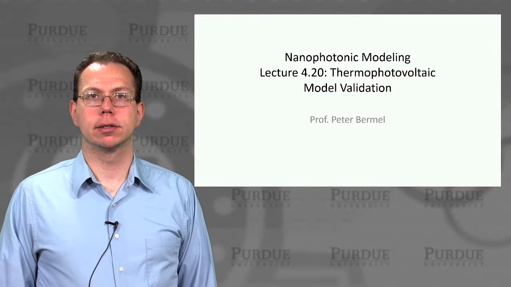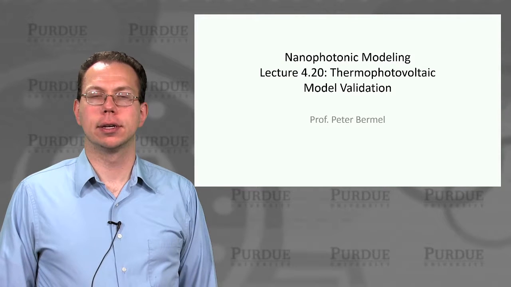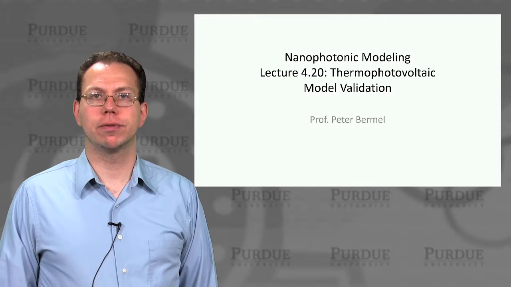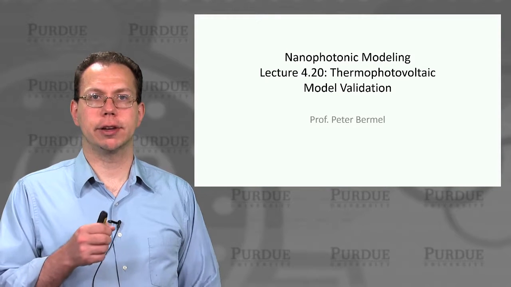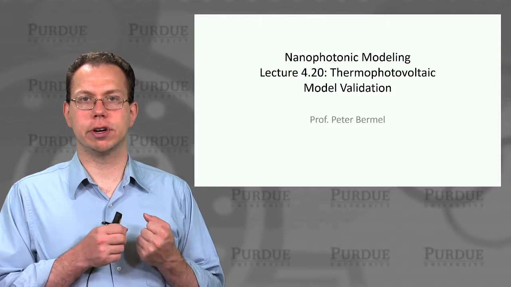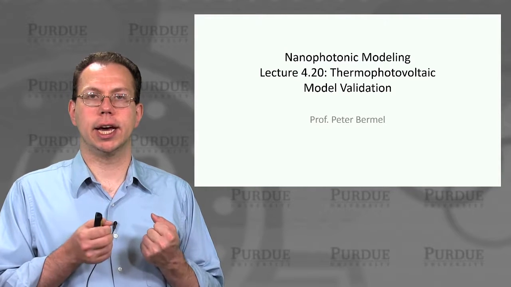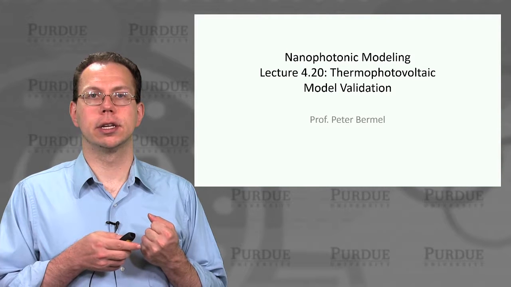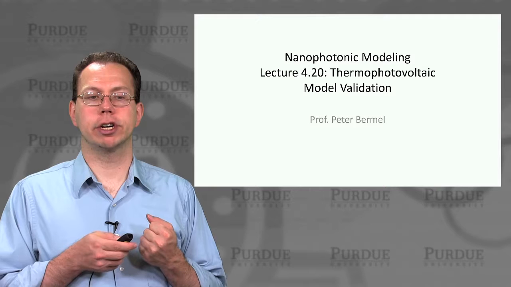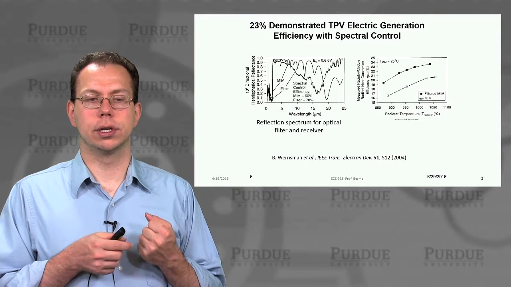Hey everyone, welcome to lecture 420. Here we're going to talk about thermophotovoltaics in more detail. We just developed them in the last lecture, and we essentially said thermophotovoltaics are a way to convert heat into electricity using a photovoltaic cell. And we had very optimistic predictions that you could get about 50% conversion efficiencies using reasonable temperatures. And now we're going to try to validate this whole model.